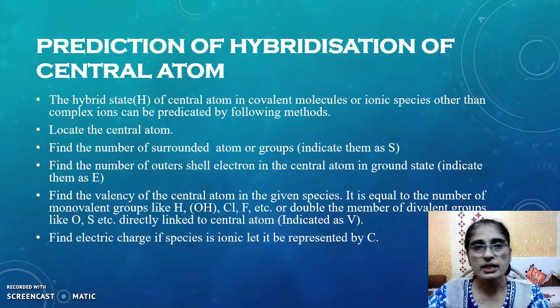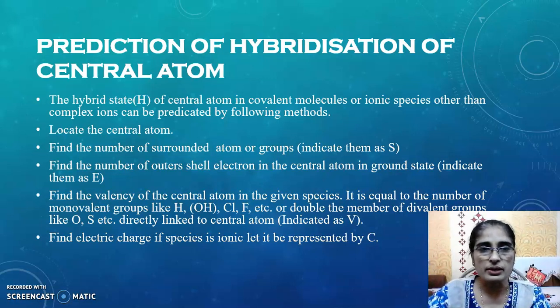Now, the important aspect is how we can calculate the hybridized state of the central atom. This prediction of hybridization of the central atom is calculated by using a formula. Before explaining the formula, let us see what symbols are involved. The first symbol is H. This H represents the hybrid state of the central atom. Second, we have to find the number of surrounded atoms or groups, which are represented by the symbol S.